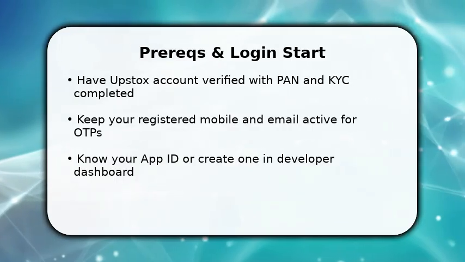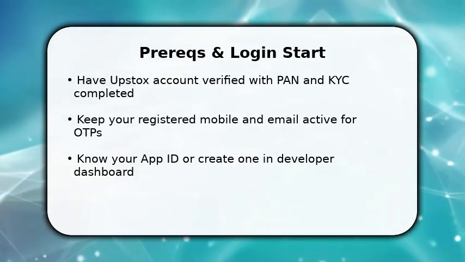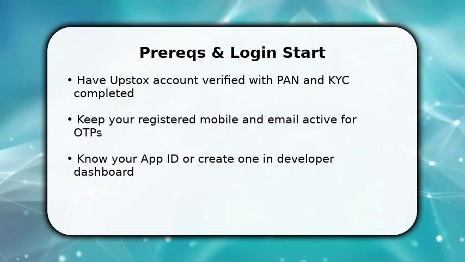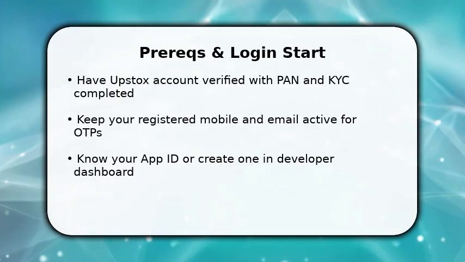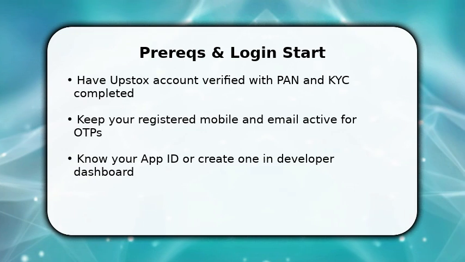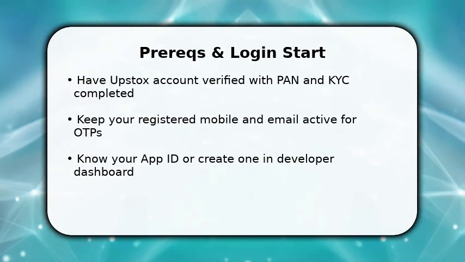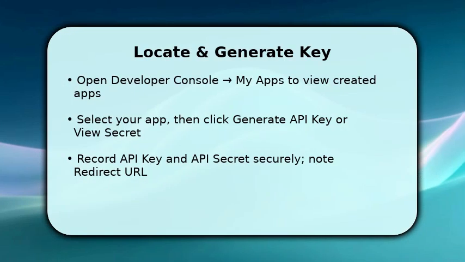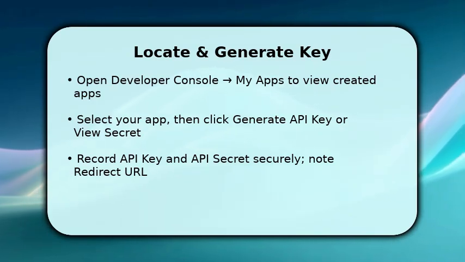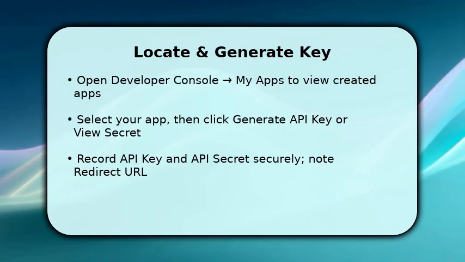If you haven't created an app yet, click Create New App and supply app name, redirect URL, and permissions. Make sure to set scopes for orders and market data, so your key will have required access. Once in My Apps, select the specific application you created. You'll see fields labeled API Key and API Secret.